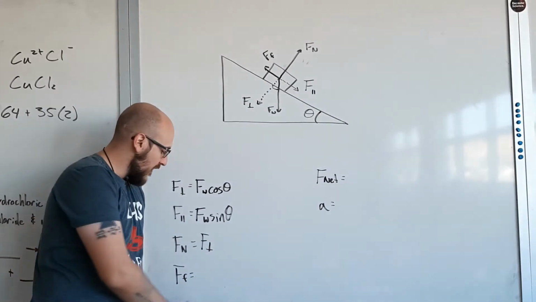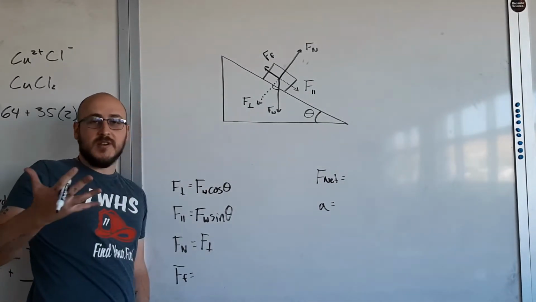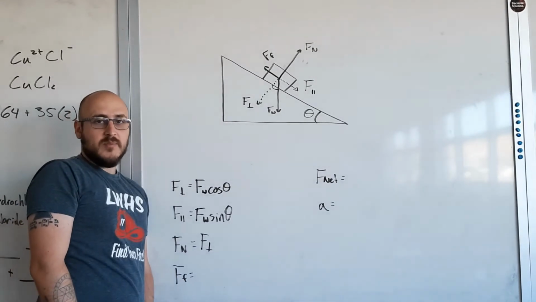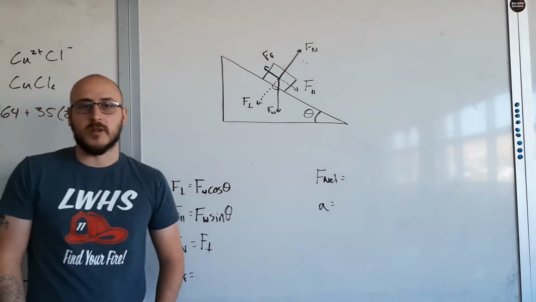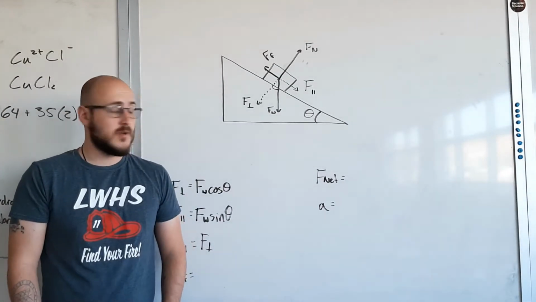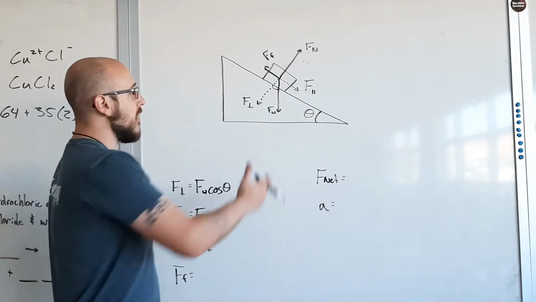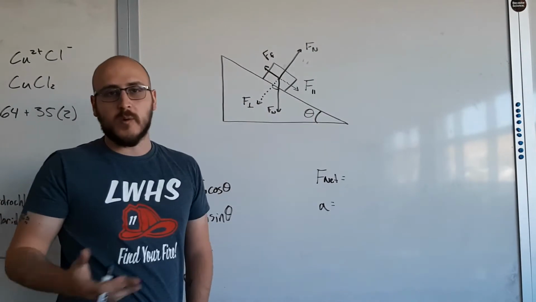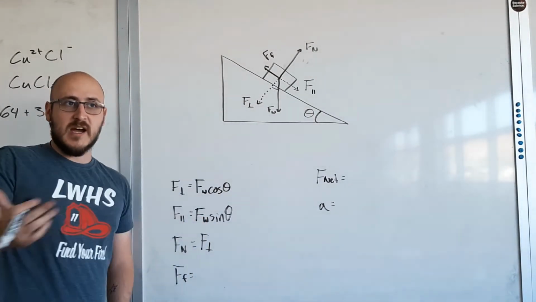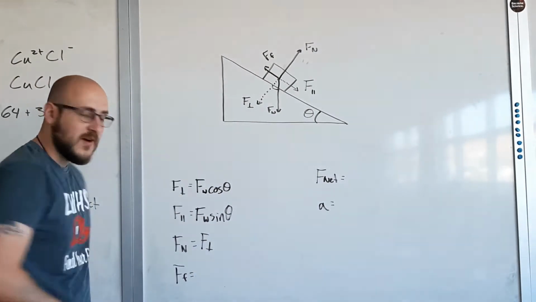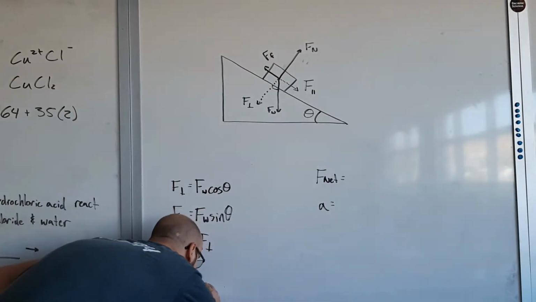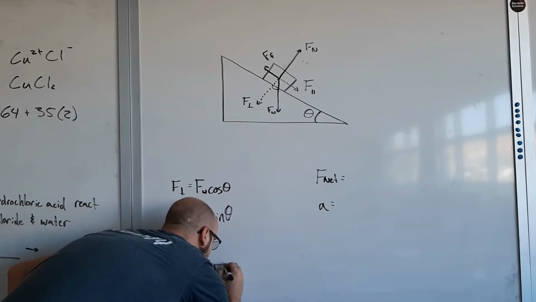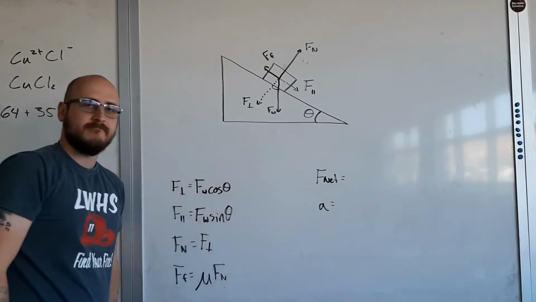The only thing that's really going to change on this is that friction exists on this ramp. It's not a frictionless surface. And we already have a formula for friction. It was just your coefficient of friction, whatever the coefficient of friction is for whatever particular surface you have, times your normal force. We already have a way of finding our normal force. So if we're looking for friction, we can just do mu times Fn.